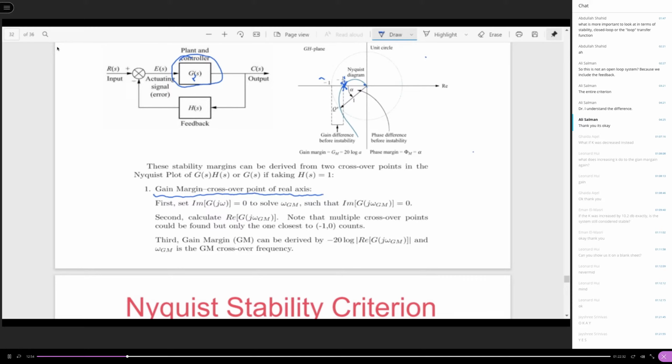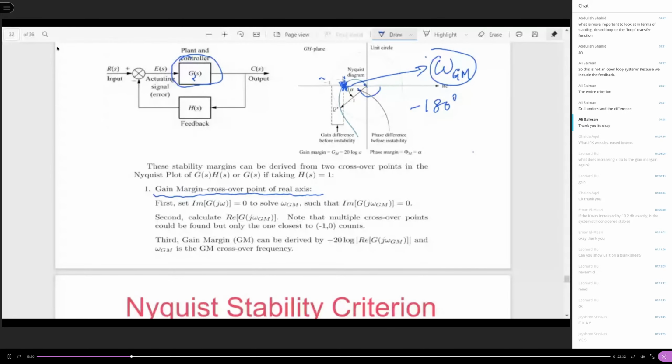By the frequency. So corresponding to this crossing point, there will be a frequency, and we call it omega GM. This is going to be the gain margin crossover frequency. It is the frequency at which the phase is equal to minus 180 degrees. So we need to identify not only this crossing point, but also this frequency.